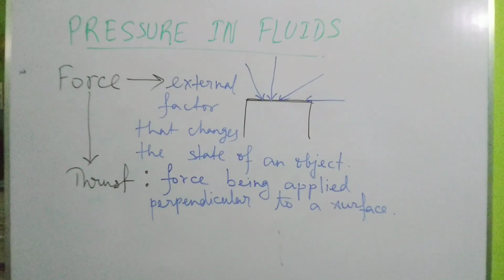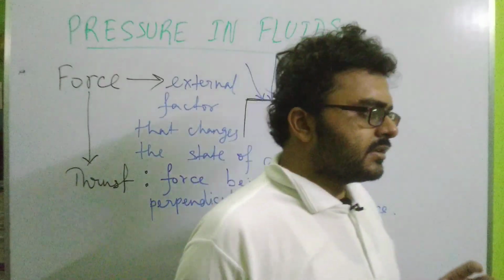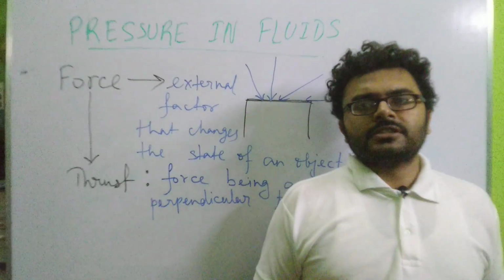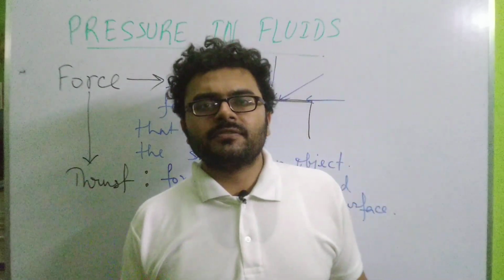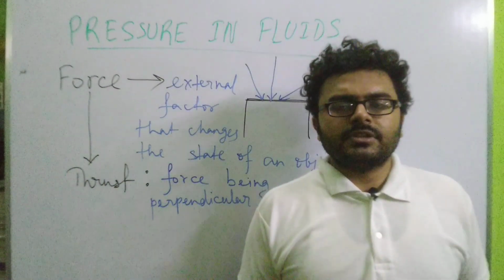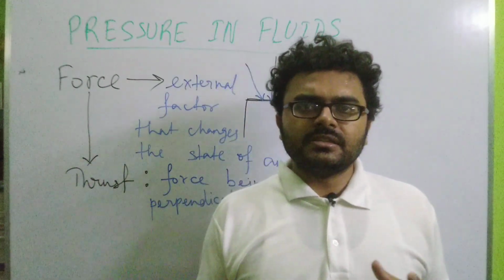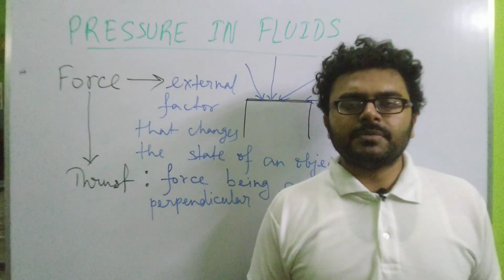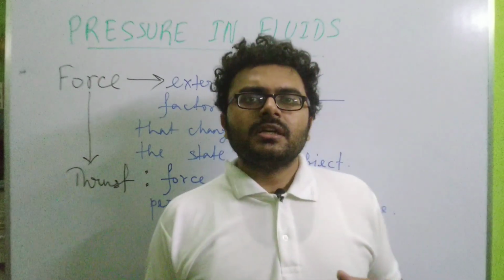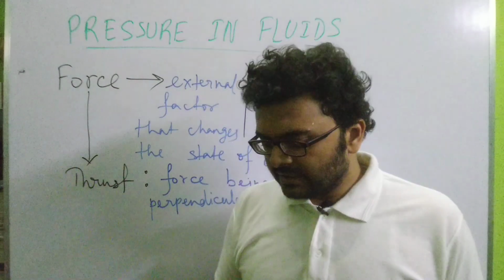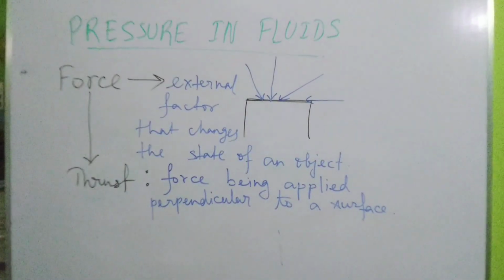That is basically thrust. As you all know, the SI unit of force is Newton, CGS unit is dyne, and the gravitational units of force are kgf and gf. In the same way, thrust also has the same units, because thrust is nothing but a kind of force, the perpendicular force that you are applying on a certain surface area. Fine. So this is the basic definition of thrust.